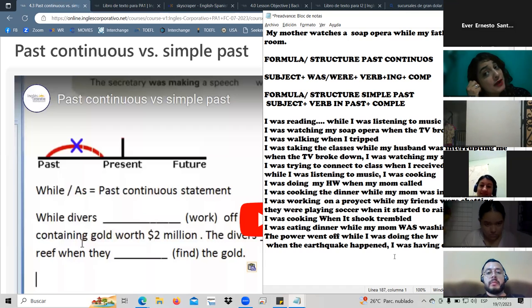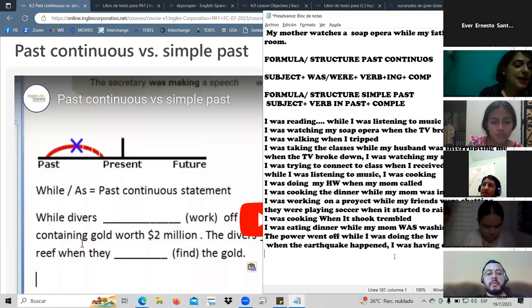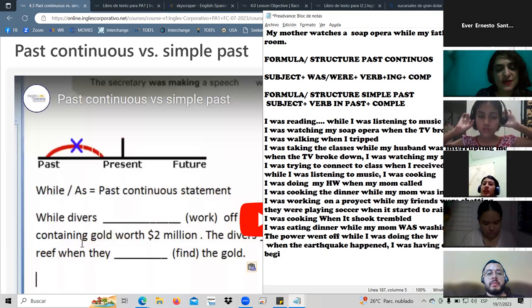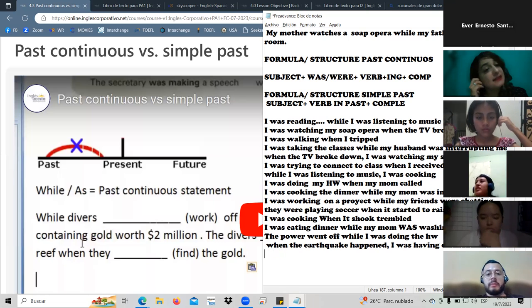Nice. Ever, do you have examples? Yeah. Okay. I was taking classes while my cat was doing a mess. Okay, nice. And the other with a simple past. When the classes began, I was talking with my brother. Began, right? Okay, the simple past of begin. You say when the classes began, right? Nice, good example. Anything else, guys?